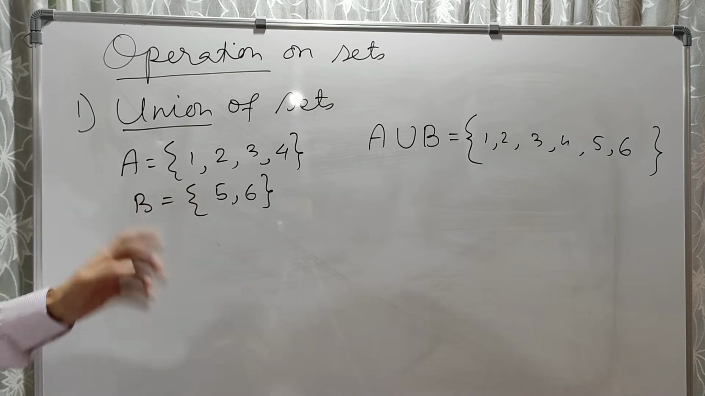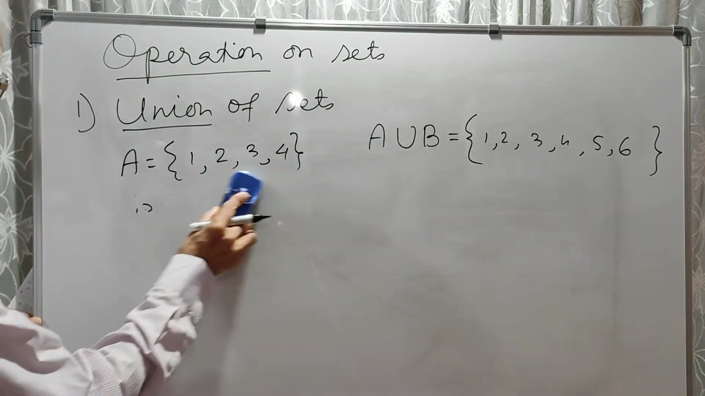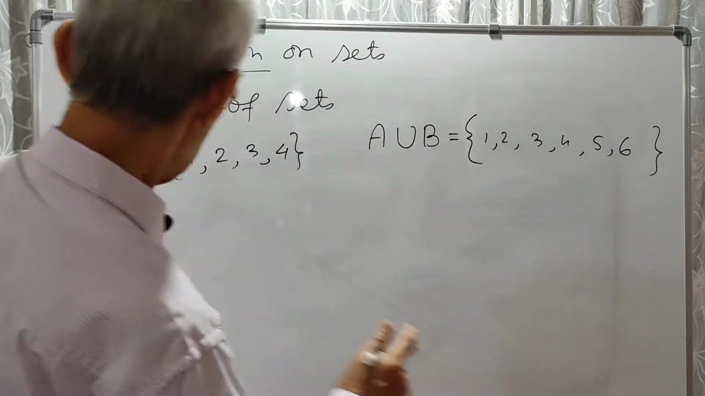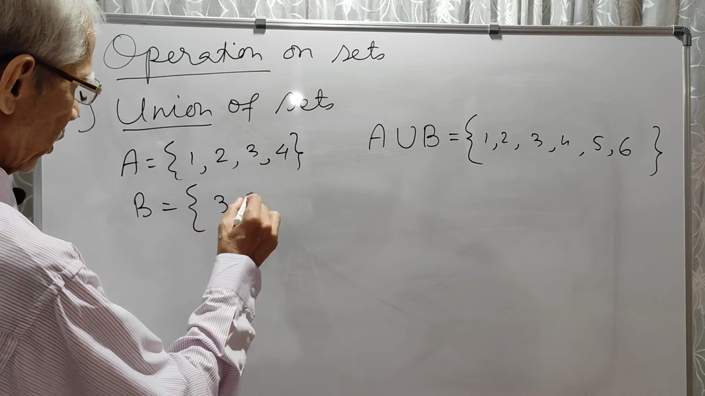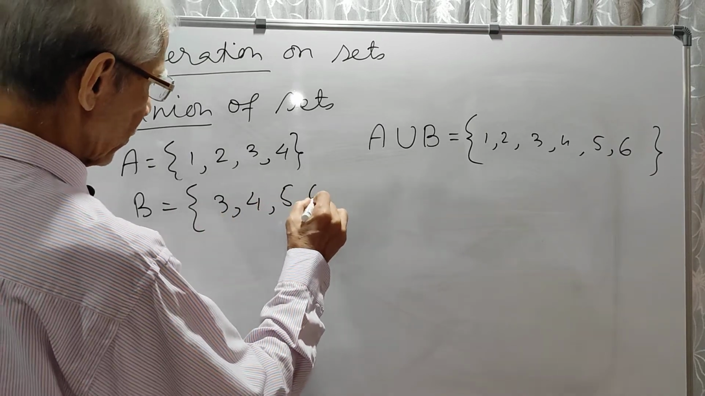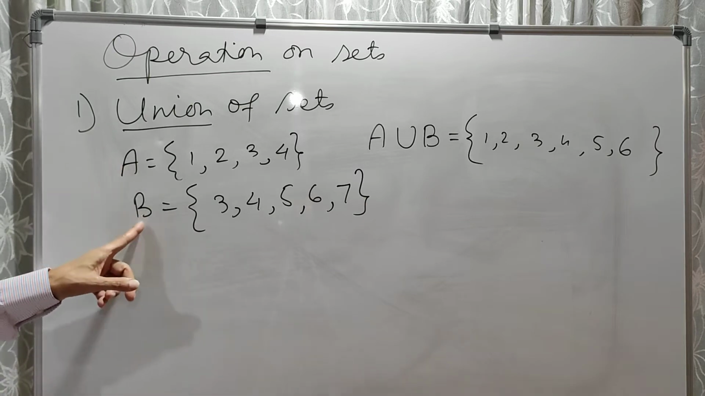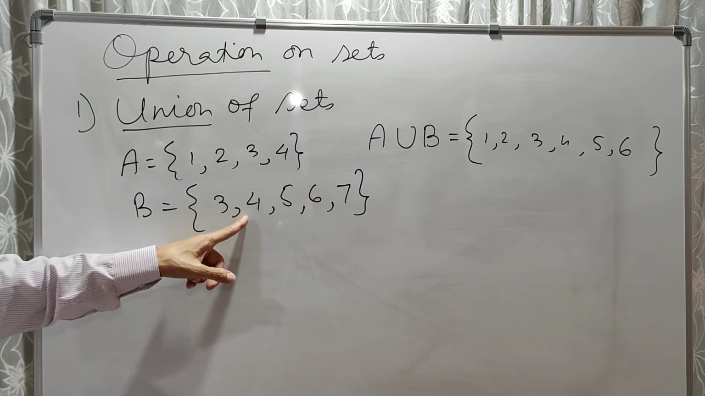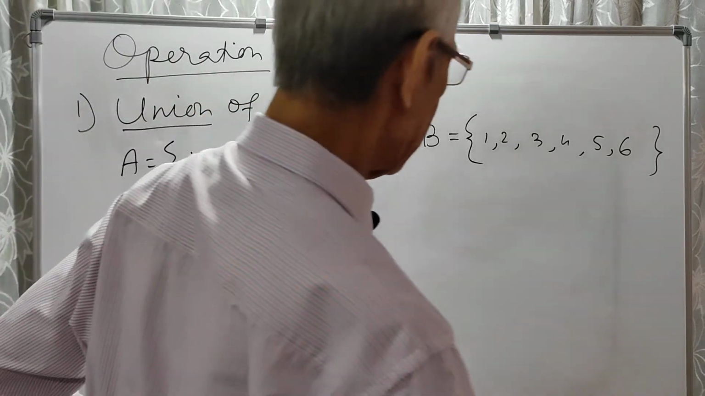All right. Now suppose they are intersecting sets. Now consider these two intersecting sets. Suppose A is this and B is suppose 3, 4, 5, 6, 7. Now these two are intersecting sets because they have 3 and 4 common. Now what will be the set A union B?